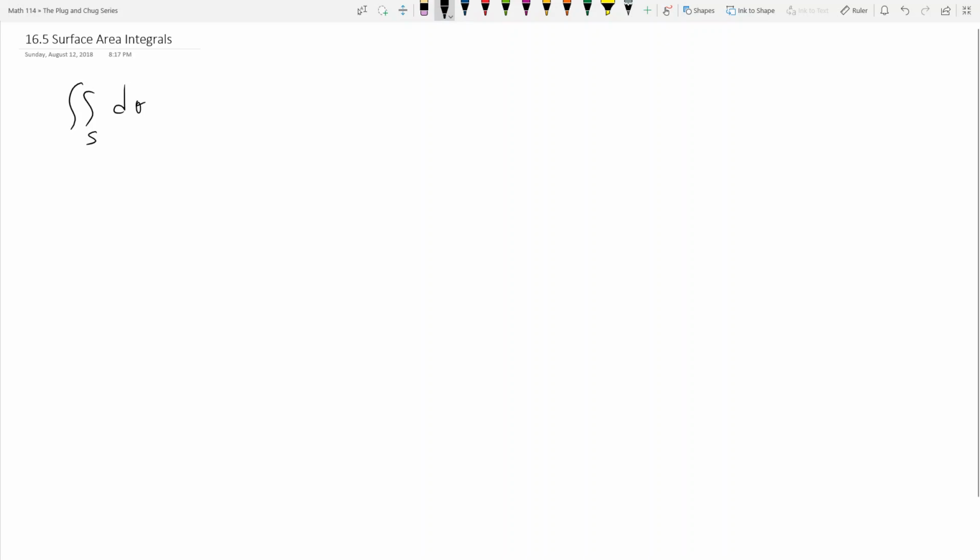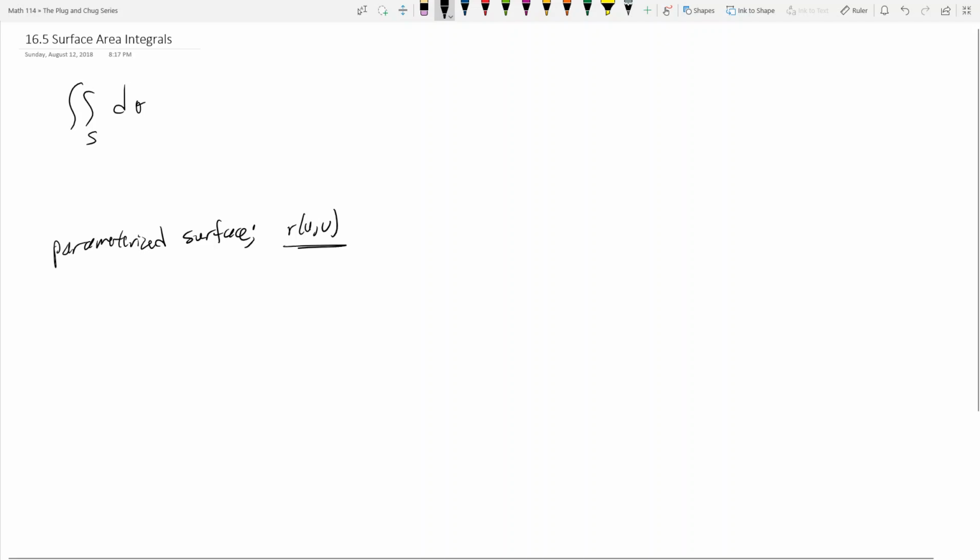Let's introduce the three equations for surfaces. There are three ways we can calculate surface area, or I should say there are three different things that d sigma is equal to. If I have a parameterized surface, and let's say I use the parameters u and v, so the book says r of u comma v, then d sigma is equal to the magnitude of the partial of r with respect to u cross the partial of r with respect to v, du dv. So that's if you have a parameterized surface.